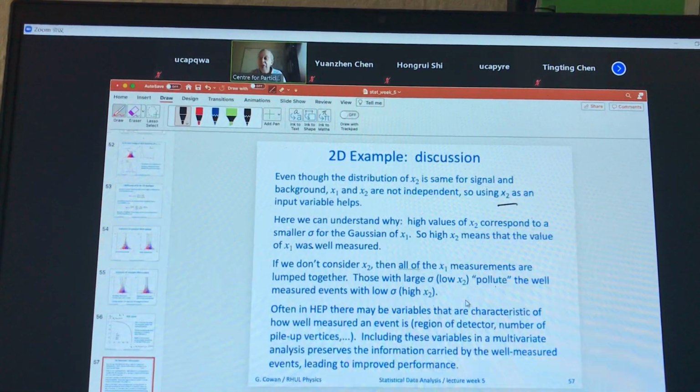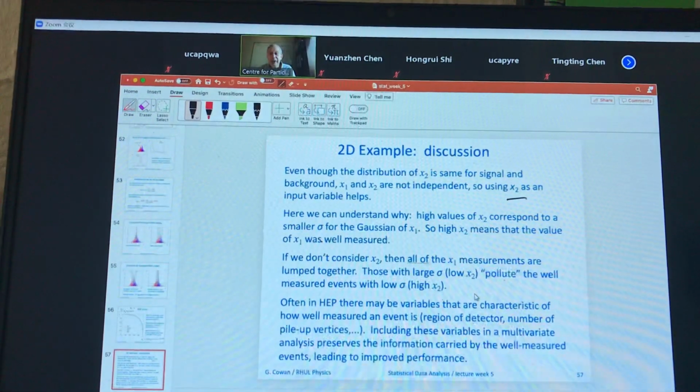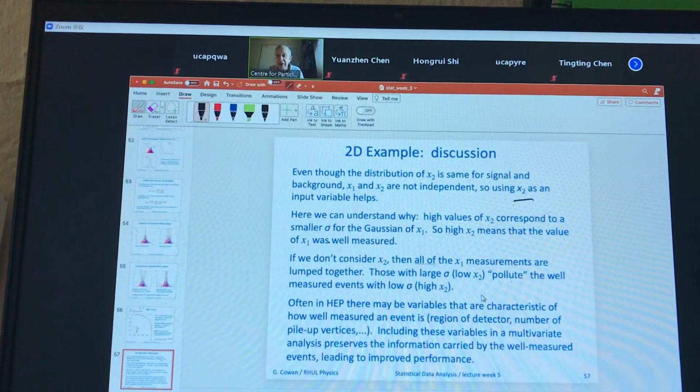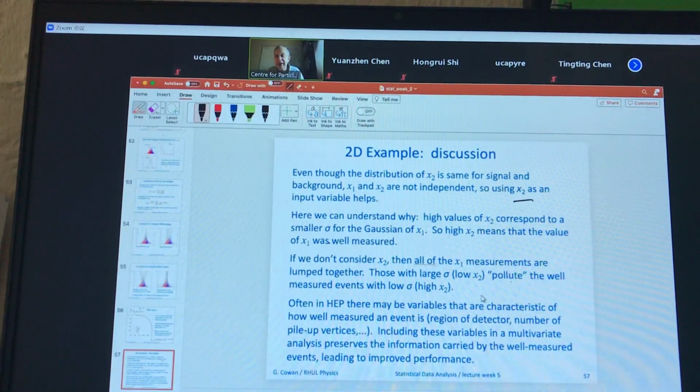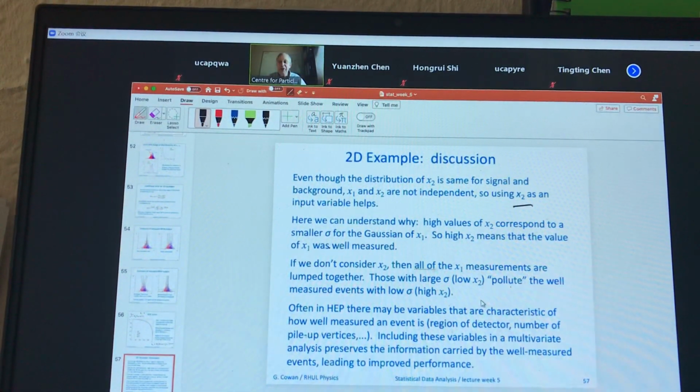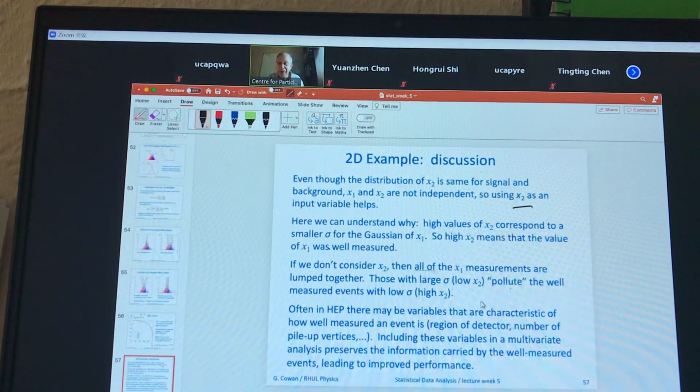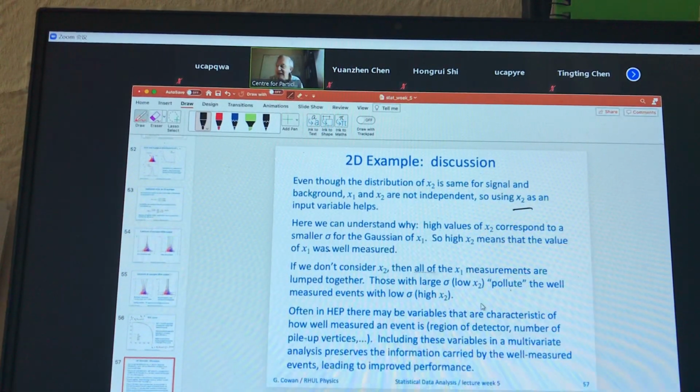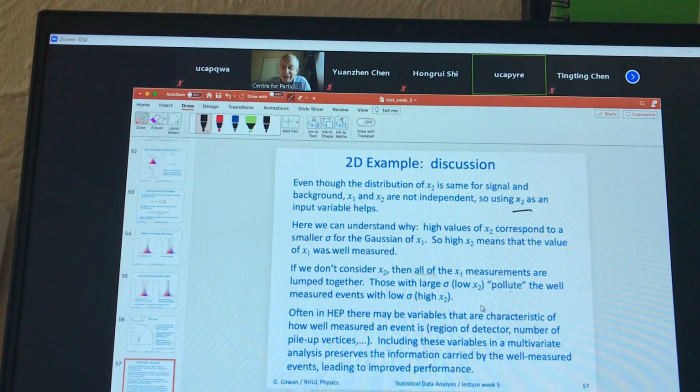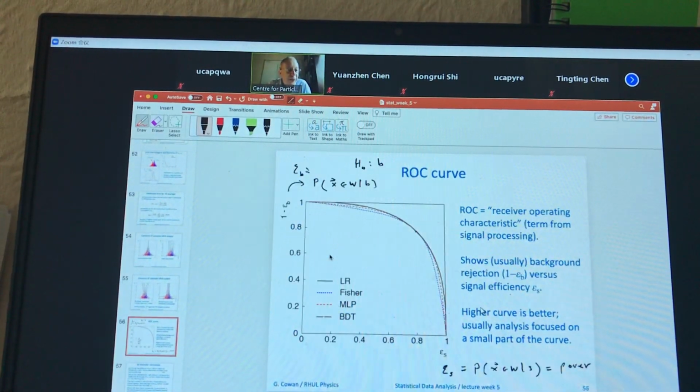On the other hand, if you use x2, that means that you are able to exploit all of the information from the really well-measured events, and you don't allow the poorly measured events to pollute them, to influence them. So qualitatively, at least, that's the reason why x2 helps.